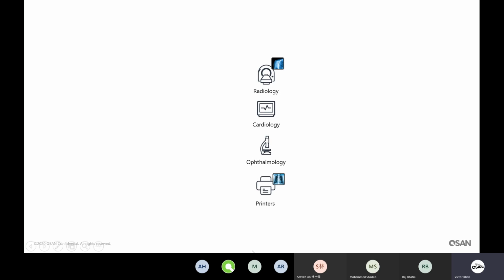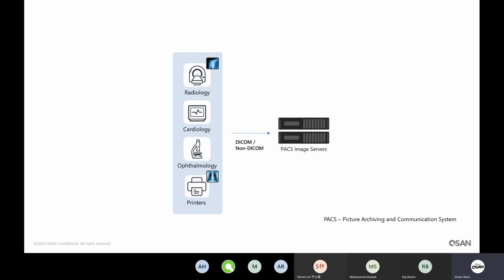We have different departments in our hospitals, be it radiology, cardiology, ophthalmology, or any others. Pretty much all of them generate images of some kind, the data of their patients. And also we have printers, for sure, where, be it a dentist or whenever you do an X-ray, you always get some images, right? Do you know how all this data is stored?